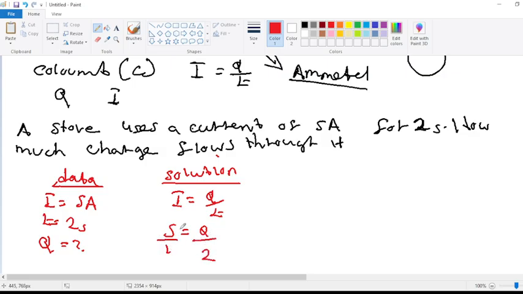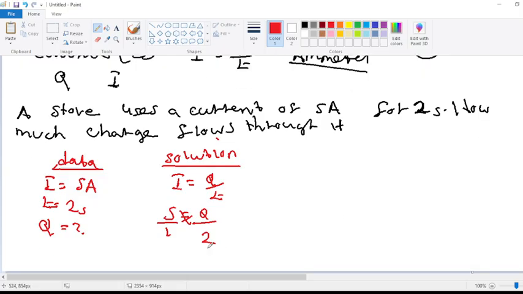Putting 5 over 1 and cross multiplying, 1 times the charge gives charge equals 5 times 2, which is 10. So we have 10 coulombs. The 10 coulombs is what flows through the stove for the current of 5 amps running for 2 seconds.